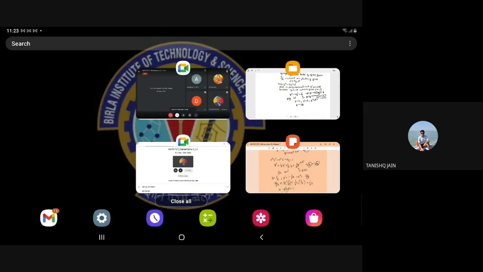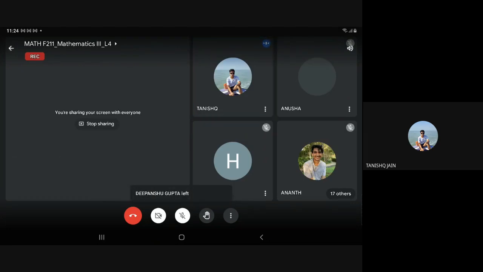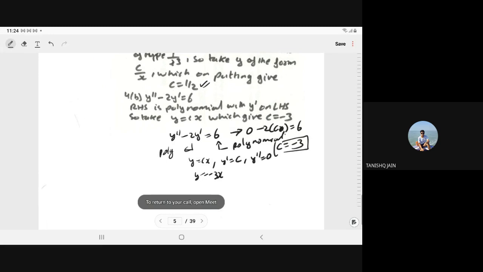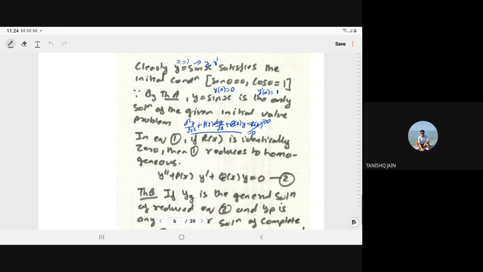Sir, so to match the LHS, we take the lowest order differential term, maybe it's y dash or y, and according to that we keep y. Yes, it means whatever the right hand side is, accordingly we have to decide what can be the y. Okay, sir, got it. Then only you can equate, no?